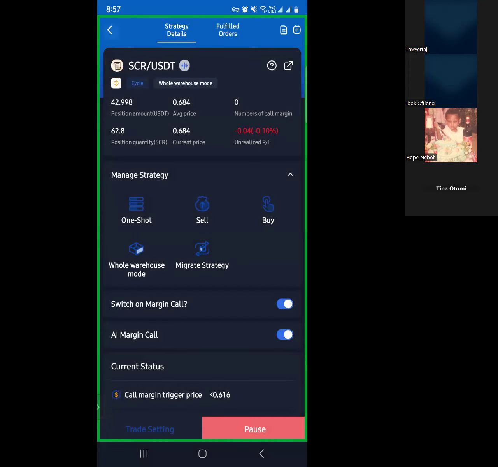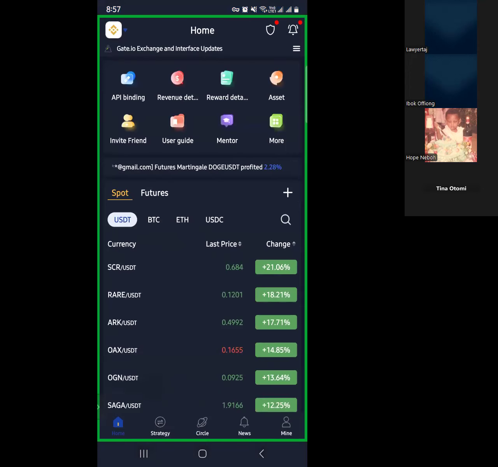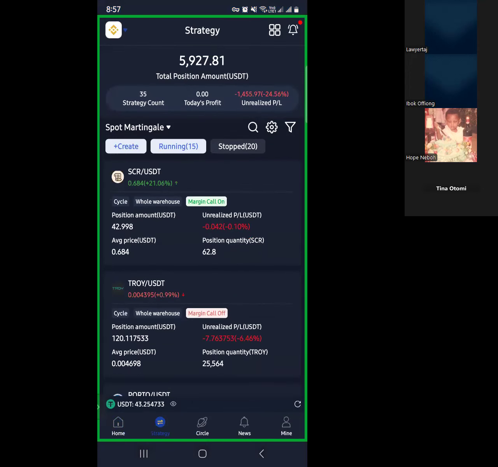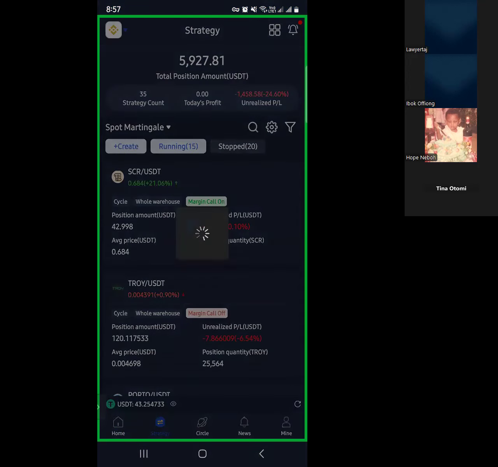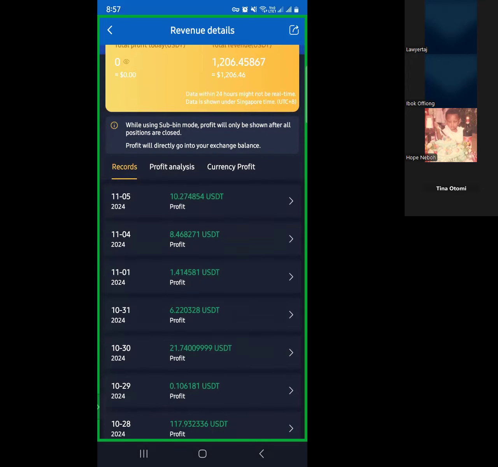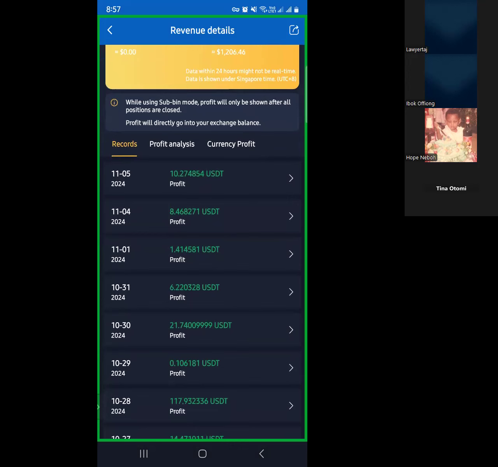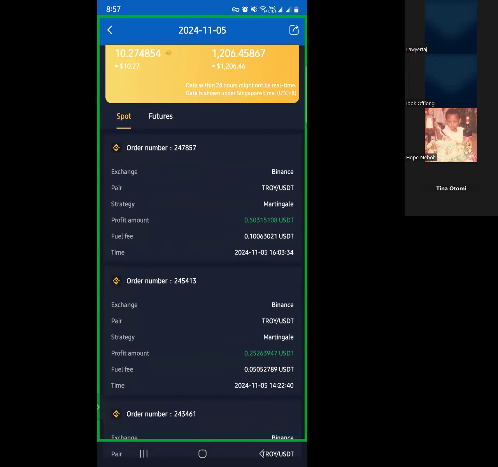So let me show you why I created this strategy during this bull run. Let me go home now. So you see that today I made $10.27. I'll show you how I made it. Just from one coin called Troy. And imagine that I don't have this Troy on cycle. I would have just made just 1 cent.